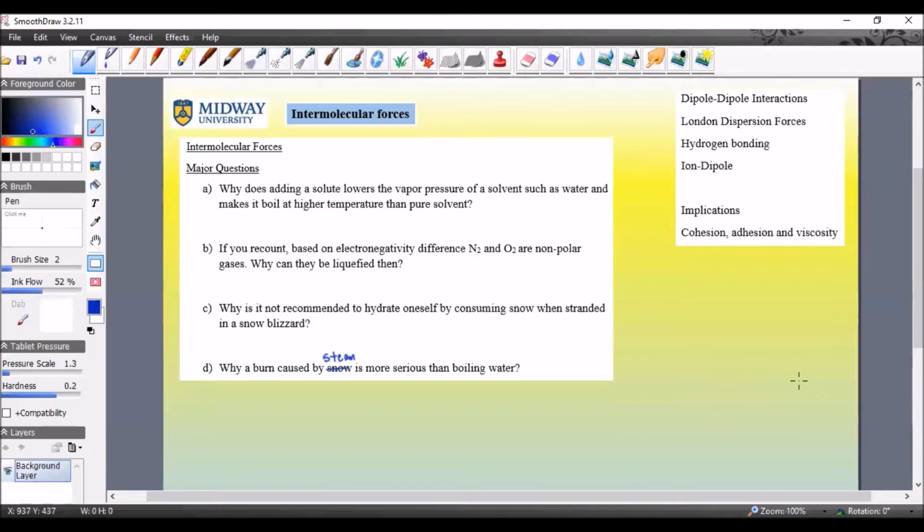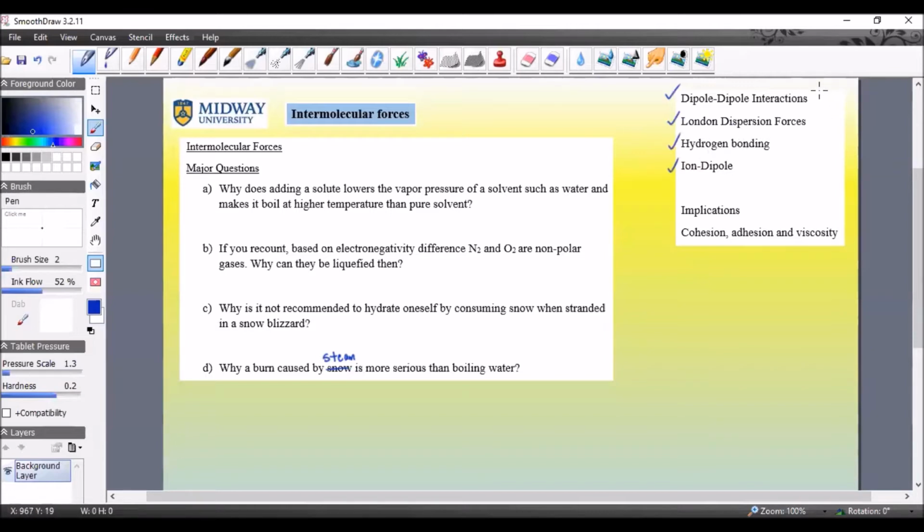Now, just like we had 4 components to colligative properties, it's coincidental that there are 4 major components to intermolecular forces as well. One of them is dipole-dipole interactions. Second is London dispersion forces. Third is hydrogen bonding. Fourth is ion-dipole interactions.